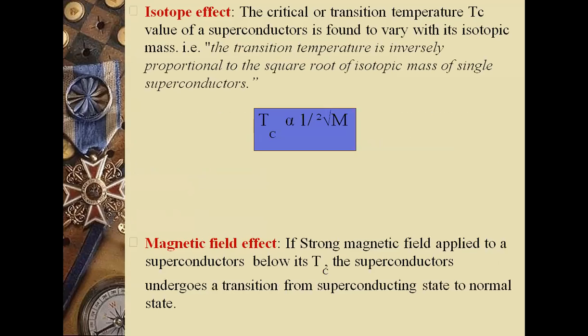There is another property, the isotope effect. The transition temperature of the material is inversely proportional to the square root of the isotopic mass. And there is another property we discussed, the magnetic field effect. When you apply a high magnetic field, its superconductive behavior changes into that of a normal conductor. These are really wonderful properties that we discussed.